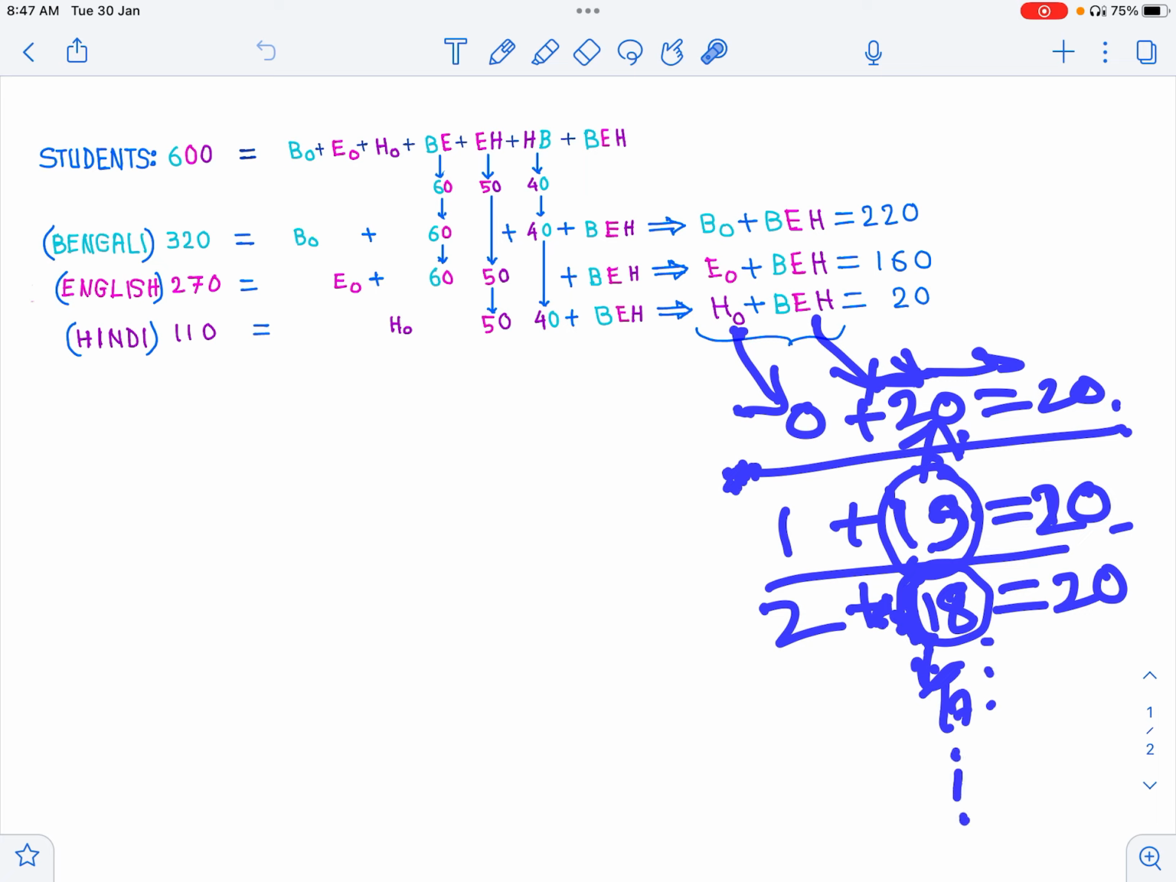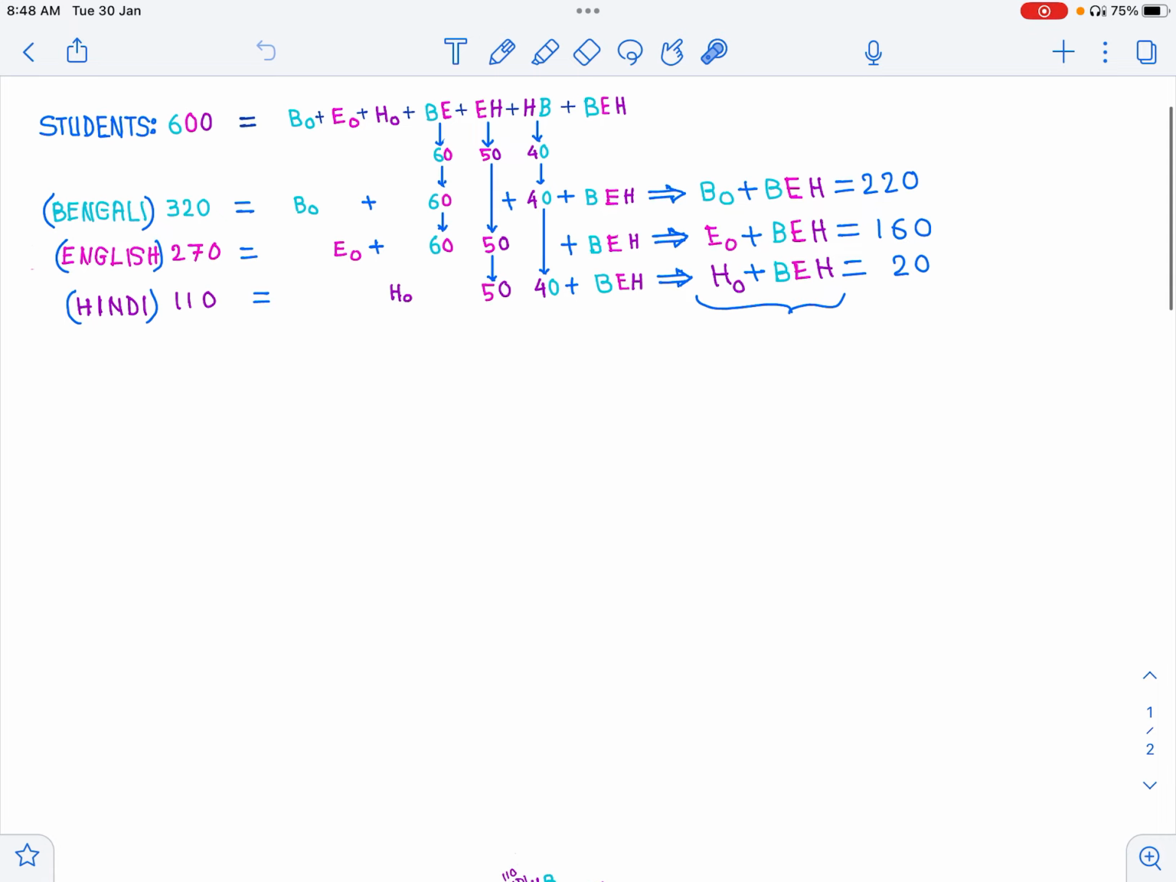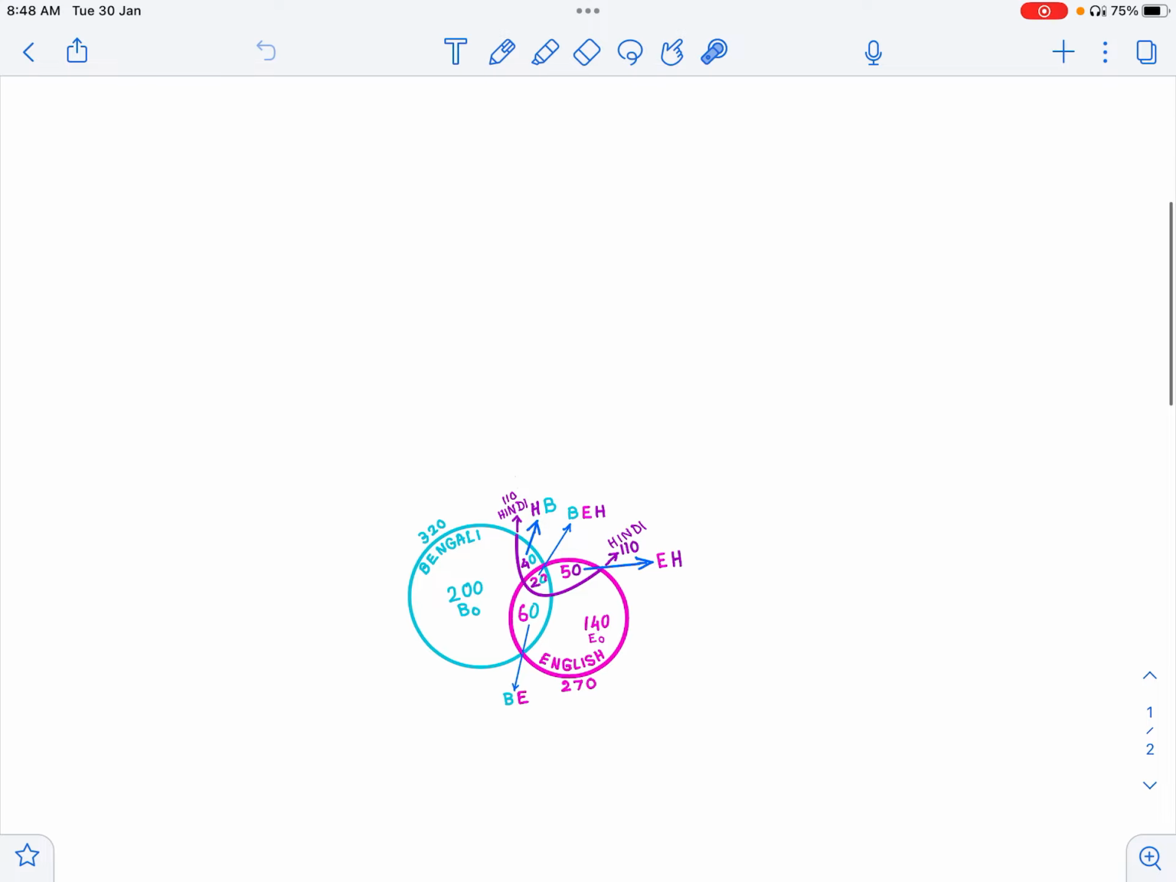So the maximum number of these students that are learning the three languages would be 20 only when the number of those students who learn only Hindi does not exist, that is H0 is 0. When H0 is 0, then BEH, that means students learning three languages, would be 20, and so 20 would be the at most number of those students who learn the three languages, isn't it? And we can figure out this like this.